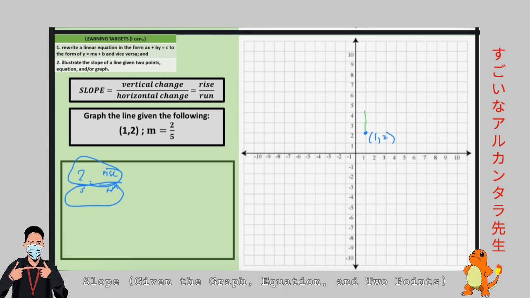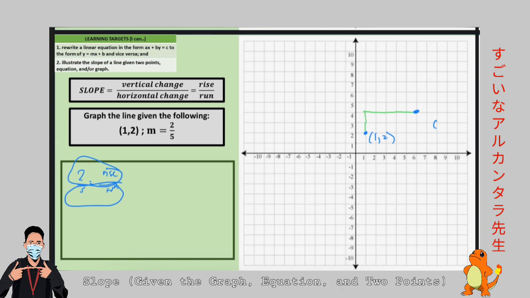We have how many units? 5. So from here, we're going to move 1, 2, 3, 4, 5. So what does that imply to us? Meaning to say that there will be a designated point on that location based on the slope that we are given. So moving 2 units up and then 5 units to the right leads us with another point located at 6, 4.